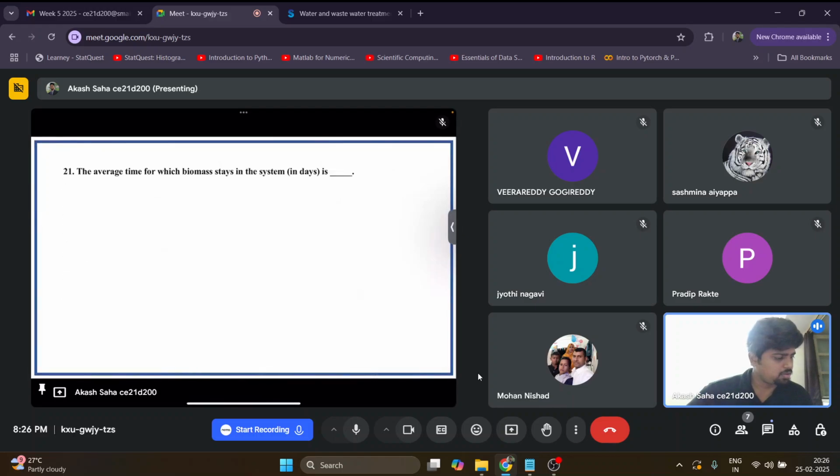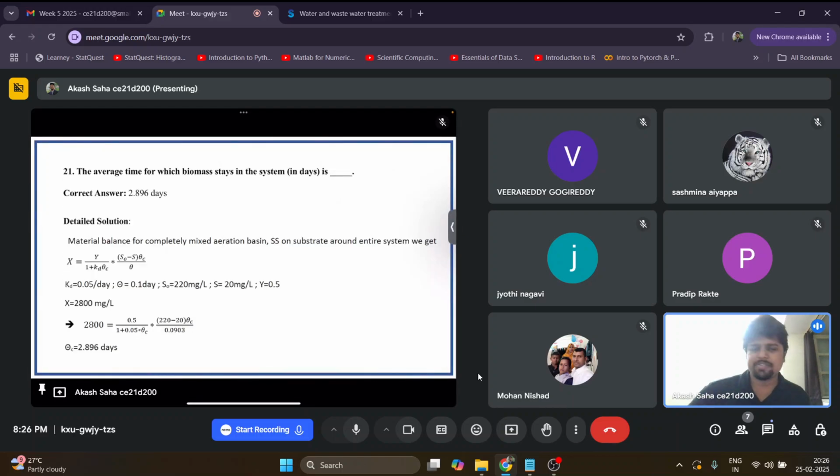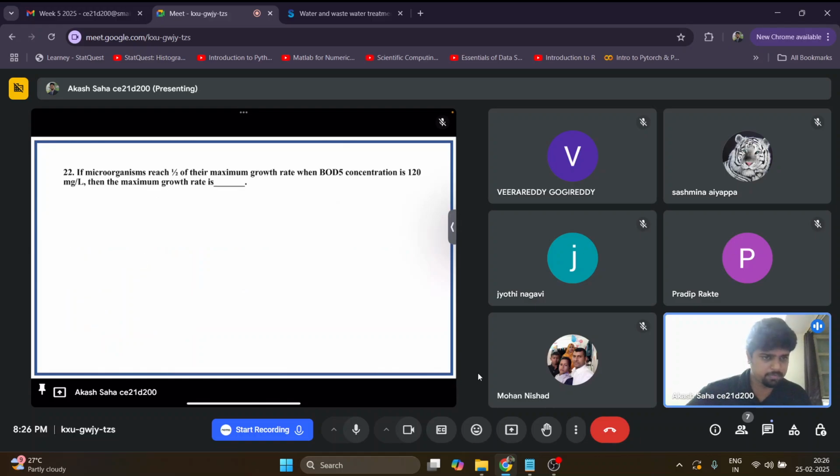Right? So that is what is given here. The same formula is given, so just input the values and you will get the answer. Okay, the last problem for this batch of questions.